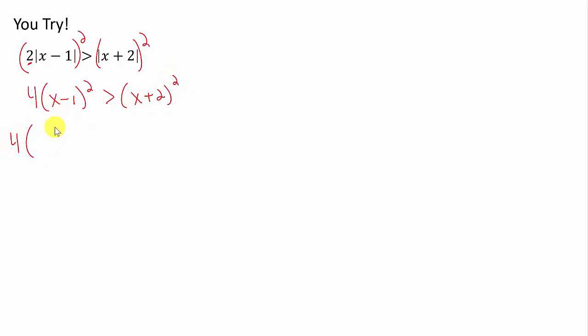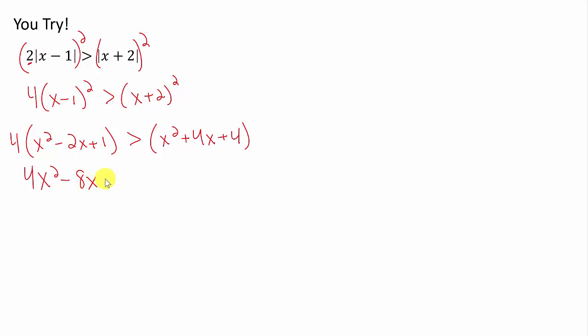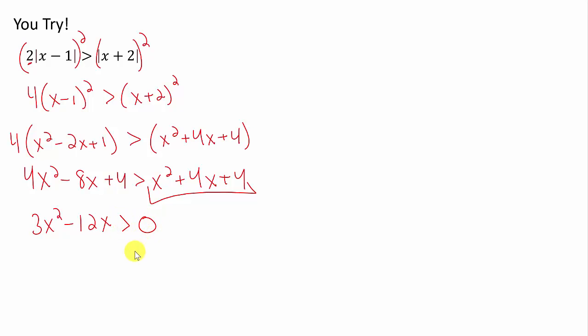So now I have a 4. When I square this, I'm going to get x squared minus 2x plus 1 is greater than x squared plus 4x plus 4. Distribute my 4 all the way through. It's going to give me 4x squared minus 8x plus 4 is greater than, and I didn't really need those parentheses on that side, so I have x squared plus 4x plus 4. And now I'm going to move everything on this side to this side here, and I'm going to have 3x squared minus 12x. And actually, when I move that 4 goes away. It adds to 0, so I'm going to have is greater than 0.